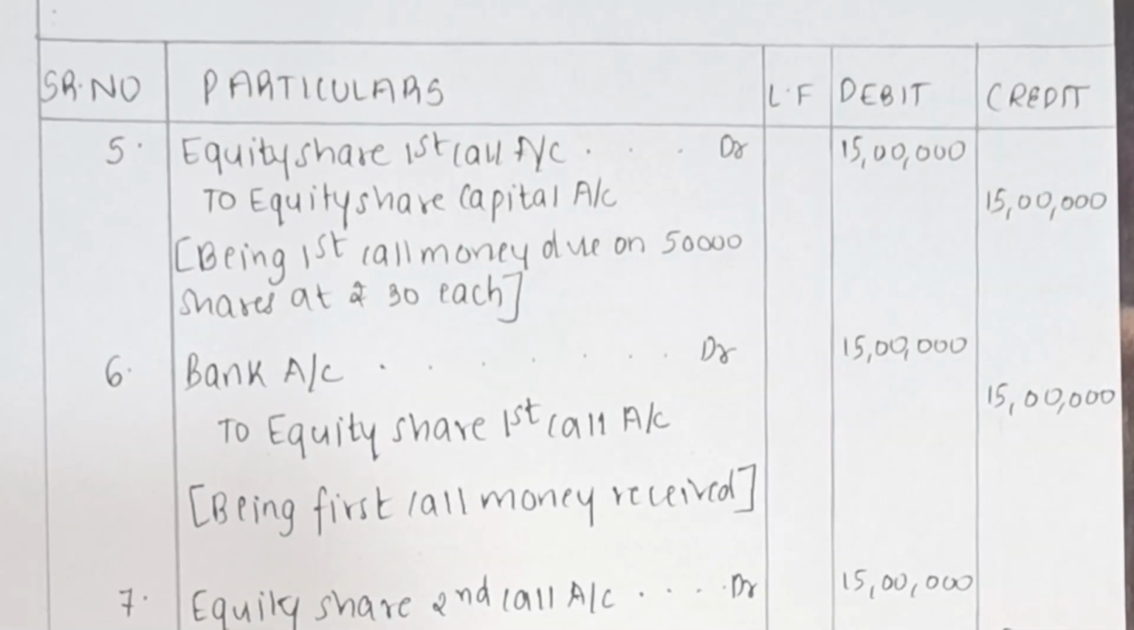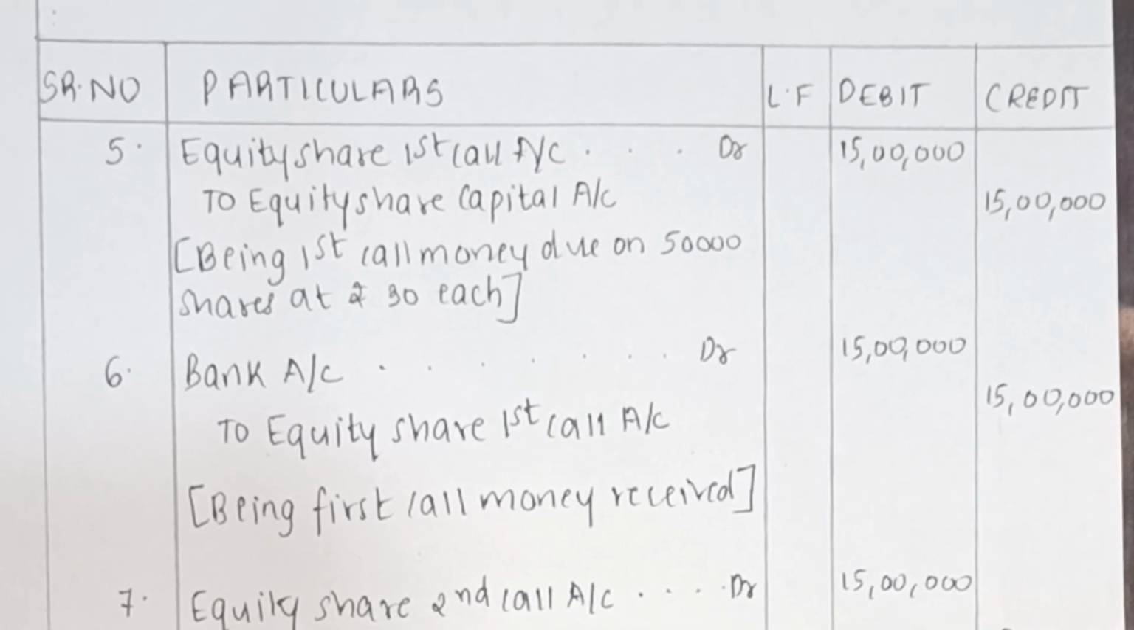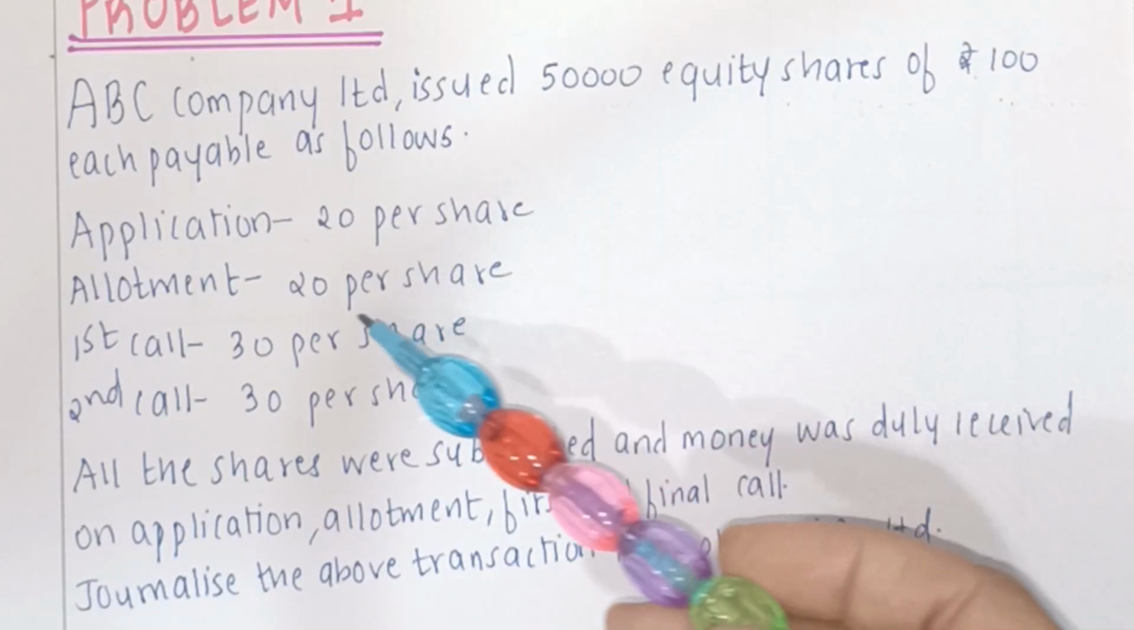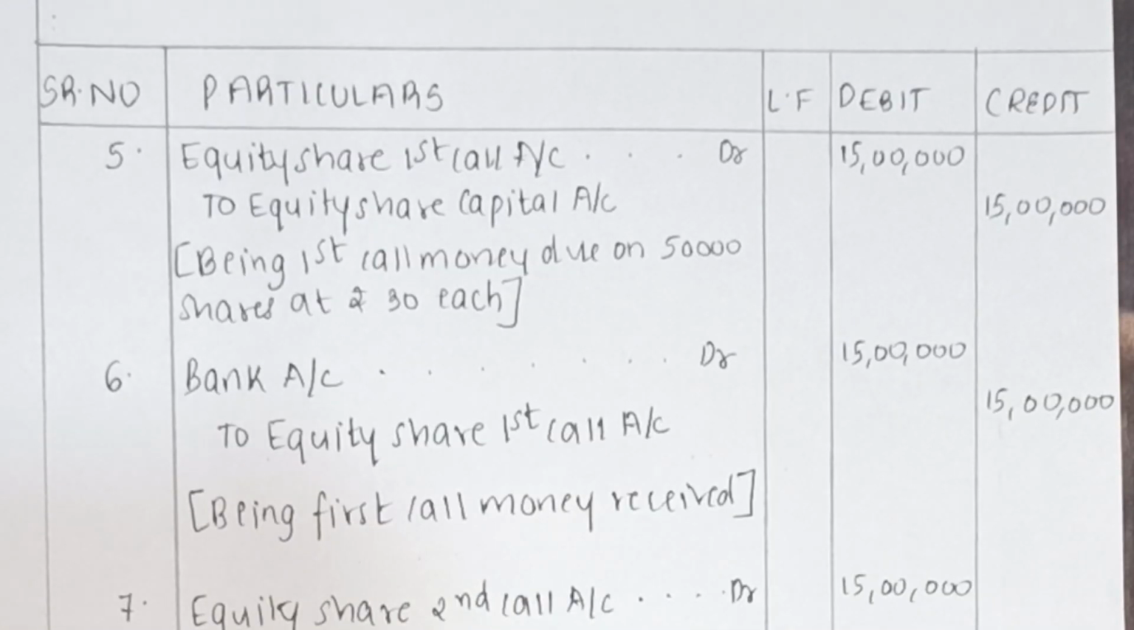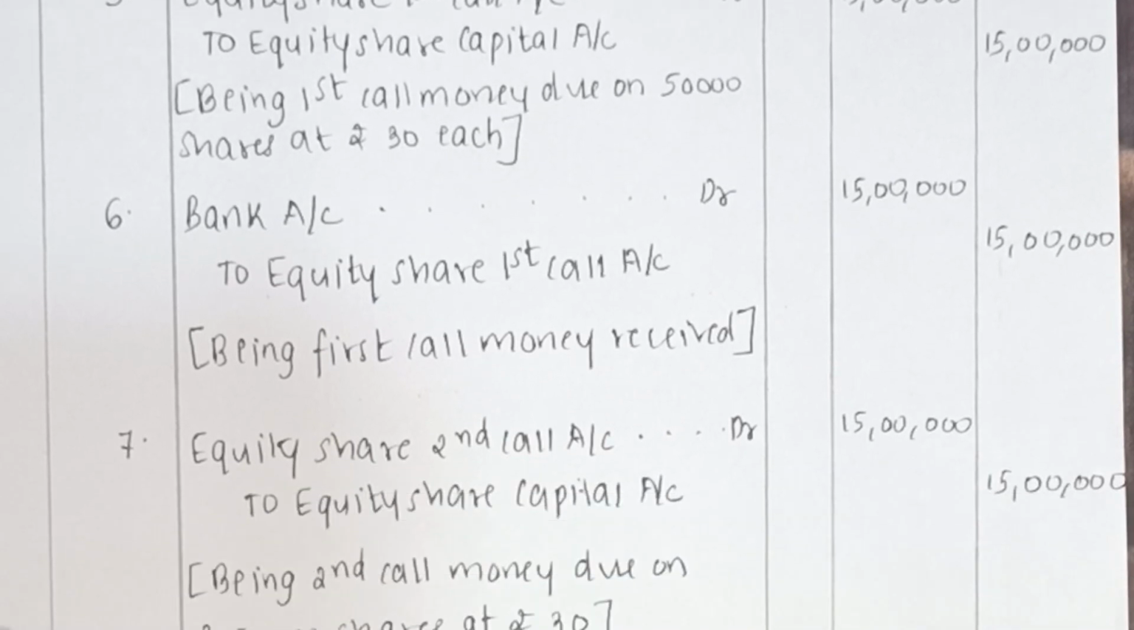So next we move on to the fifth journal entry, that is on first call. So the entry is equity share first call account debit to equity share capital account. So here we'll multiply 50,000 into this rate 30. Okay, so we'll get 15 lakhs and 15 lakhs, and the narration is first call money due on 50,000 shares at rupees 30 each. Moving on to the sixth one, it says bank account debit to equity share first call account, and the narration is first call money received, and the same amount 15 lakhs and 15 lakhs.